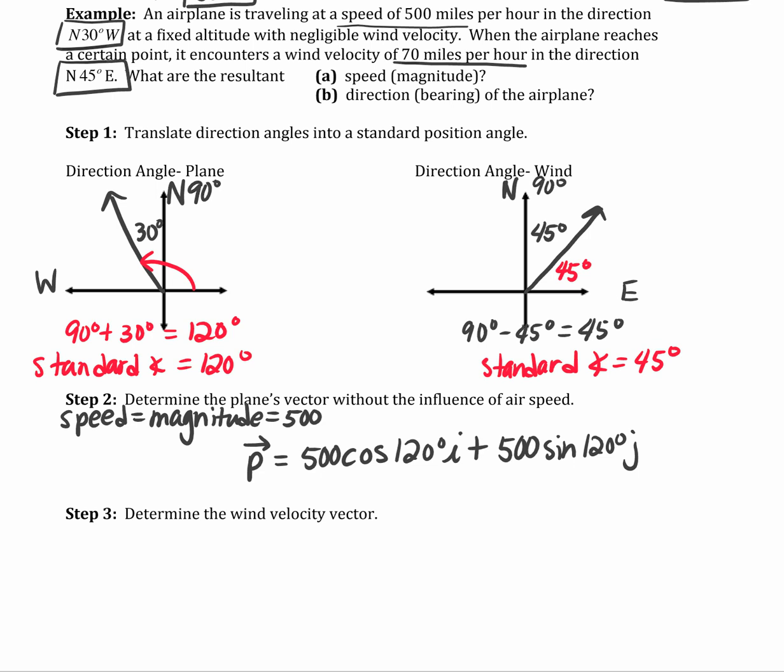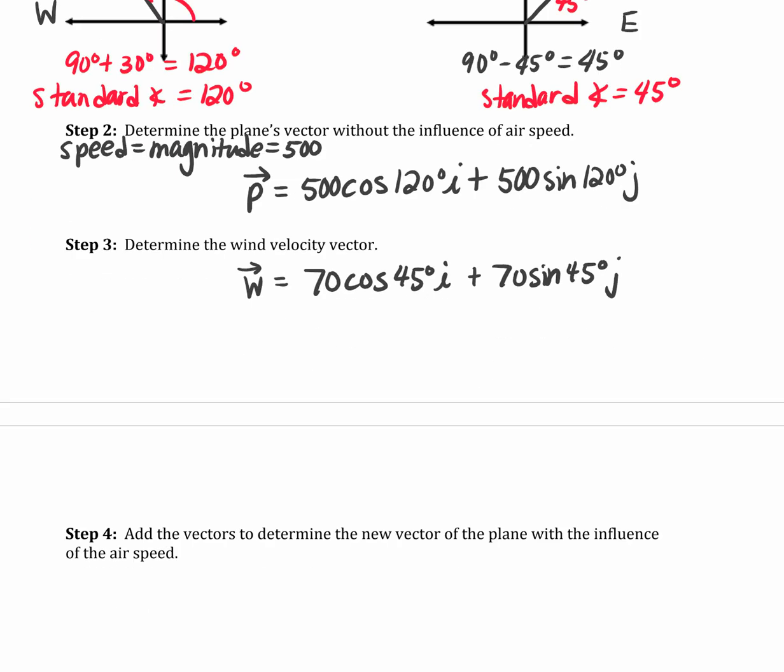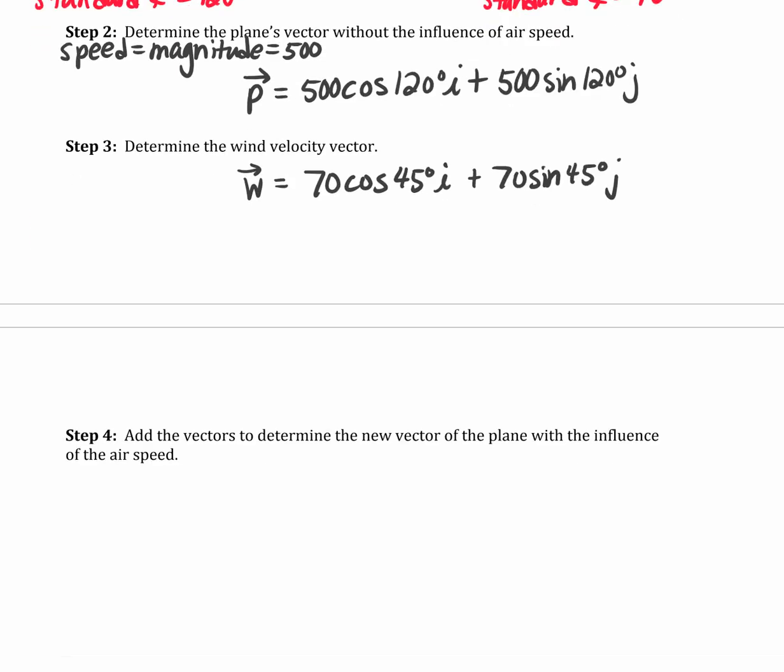And then our wind will be 70 cosine 45 i plus 70 sine 45 j. Now we're going to look at this visually and algebraically. The algebraic is obviously going to give us our correct final answer, but we want to add those two vectors.